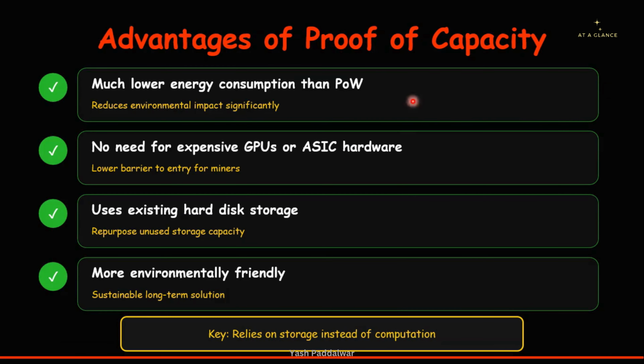Now, talking about the advantages of proof of capacity, it is much lower in energy consumption than PoW. It doesn't require any GPUs or ASIC machines. It uses existing hard disk storage. It is more environmentally friendly. It is eco-friendly. It relies on storage instead of computation. I hope the advantages are clear.